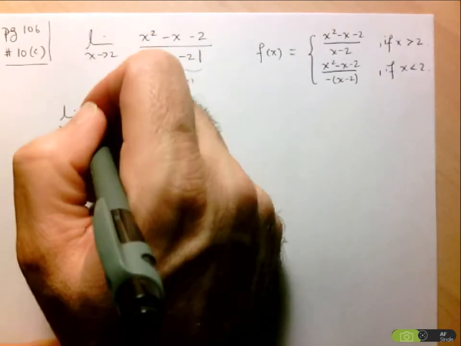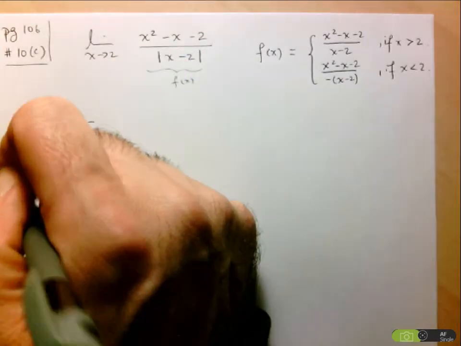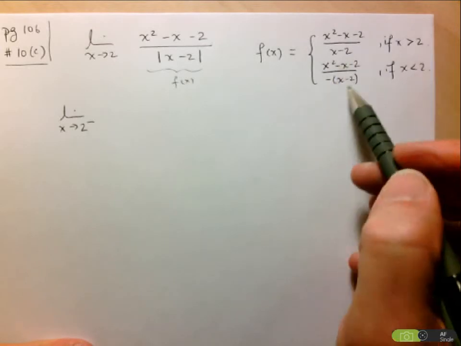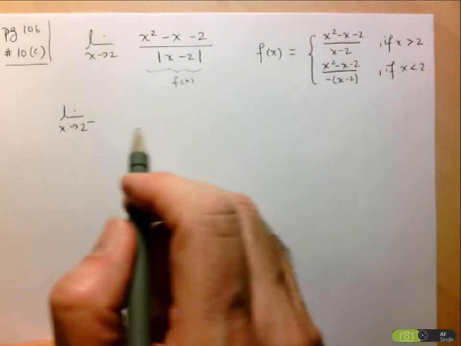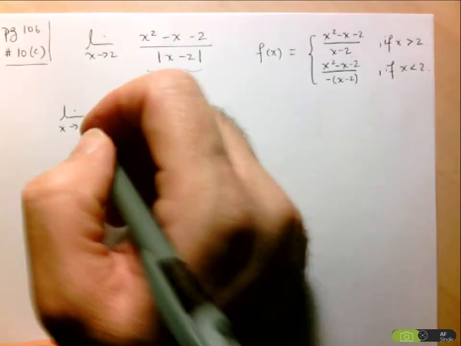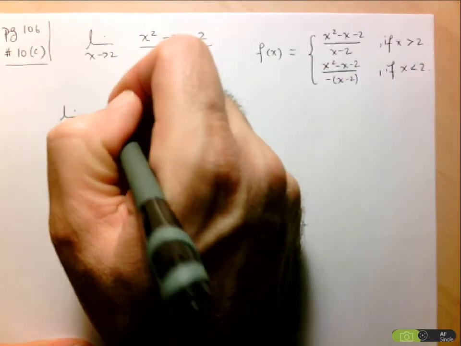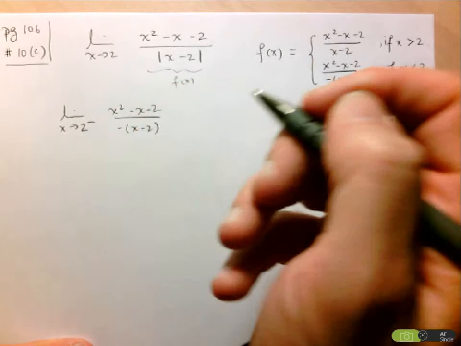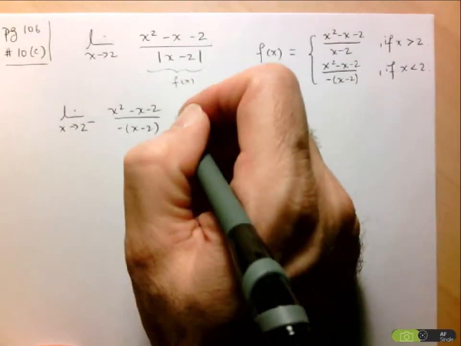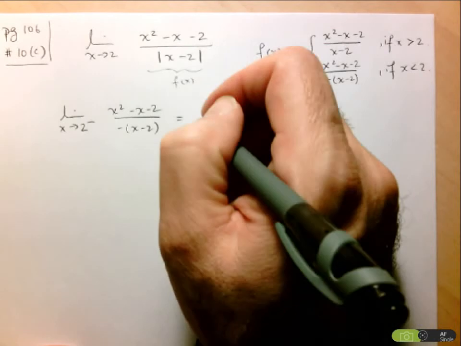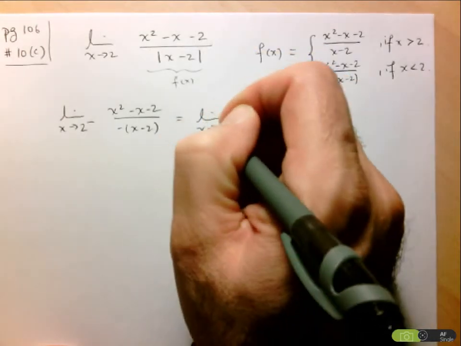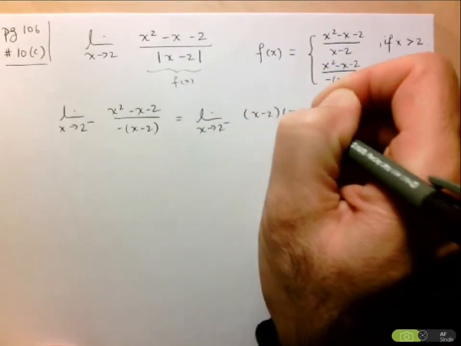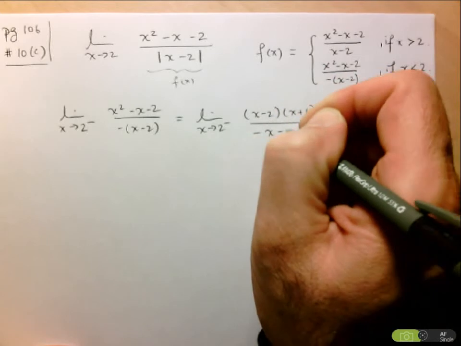So we'll start with the left-handed limit here. As x approaches 2 from the left, we're going to be using this expression, since this is what it's defined as for numbers less than 2, and we're approaching from the left. So I'm going to be using x squared minus x minus 2 over negative (x minus 2). And now we can use our usual methods for solving limits that have an indeterminate form. In other words, we do whatever algebra we have at our disposal, in this case, factoring. So this is just equal to (x minus 2)(x plus 1) over negative (x minus 2).